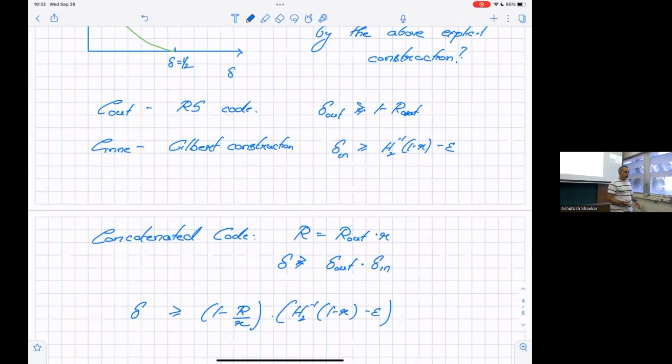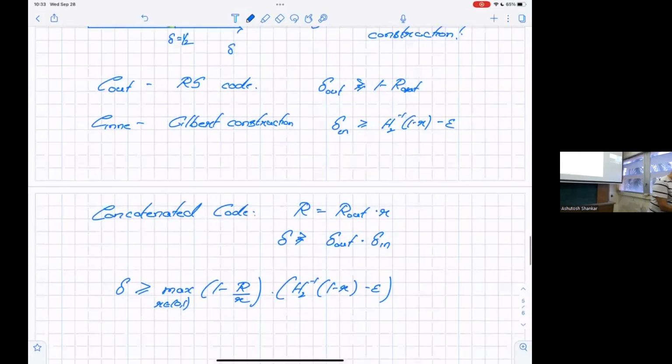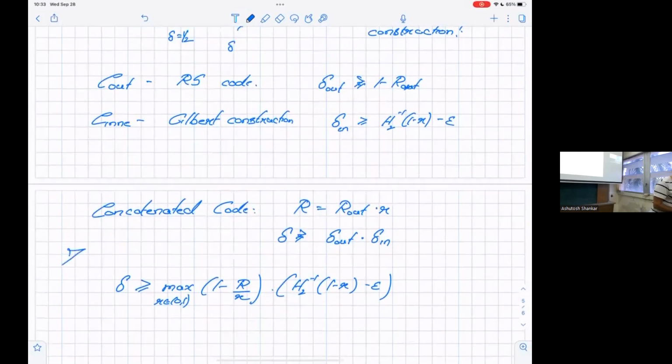Therefore, what you're going to get at the end of this is delta greater than or equal to the max over r in (0, 1) that achieves this. So this is what the above construction more or less is going to give us. This calculation was done by Zyablov, so it's called Zyablov's bound. We know which r optimizes this.